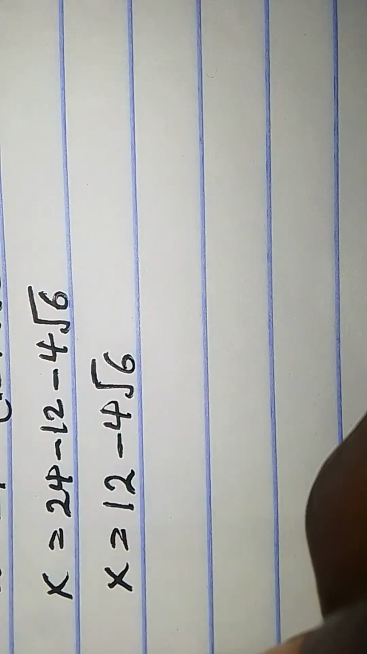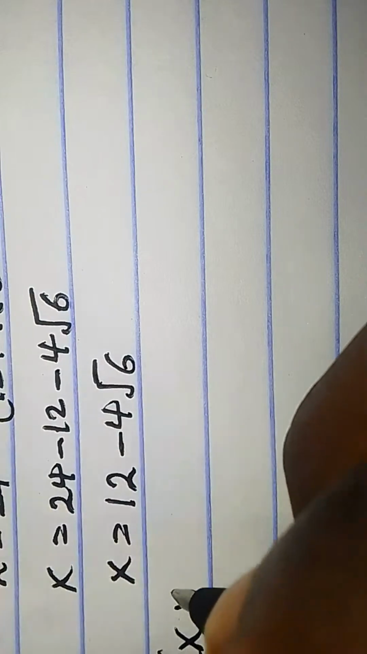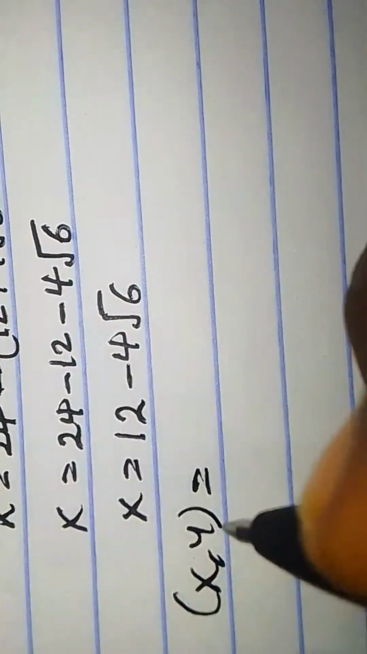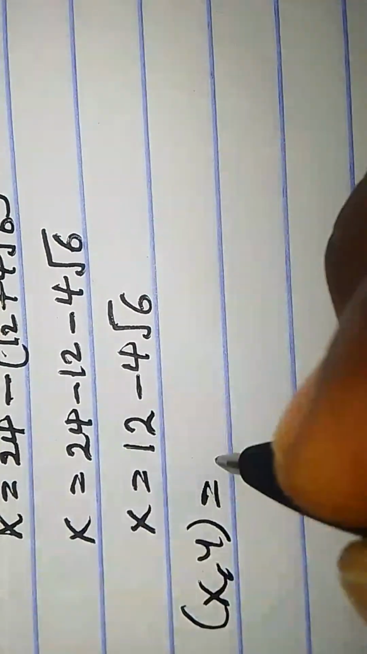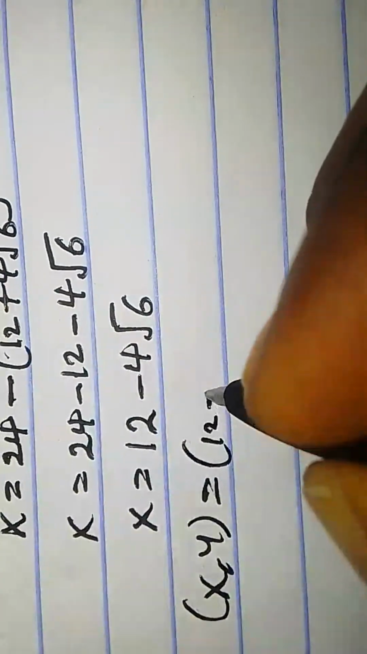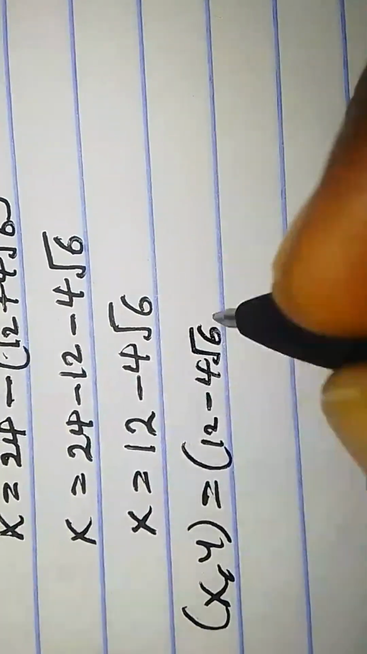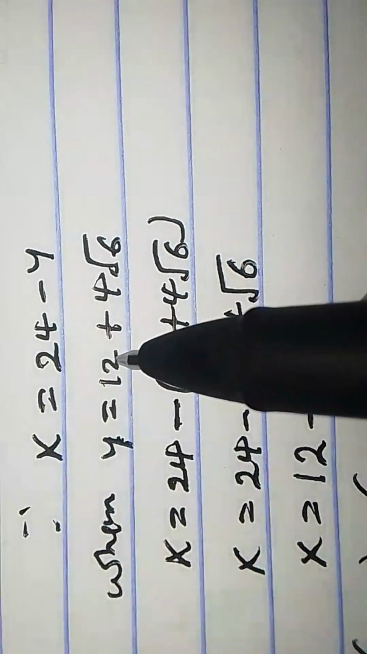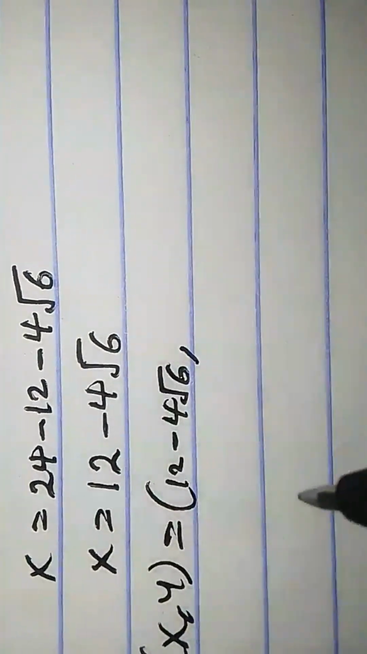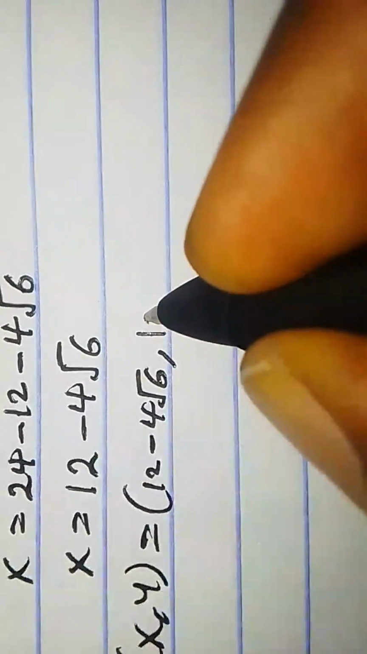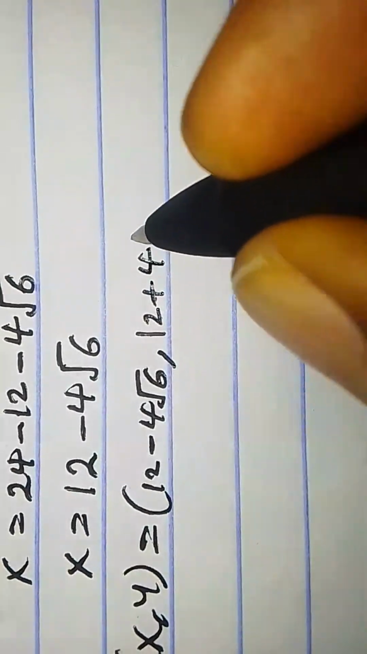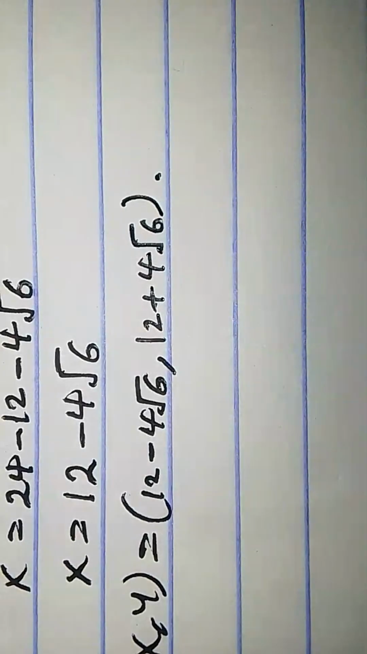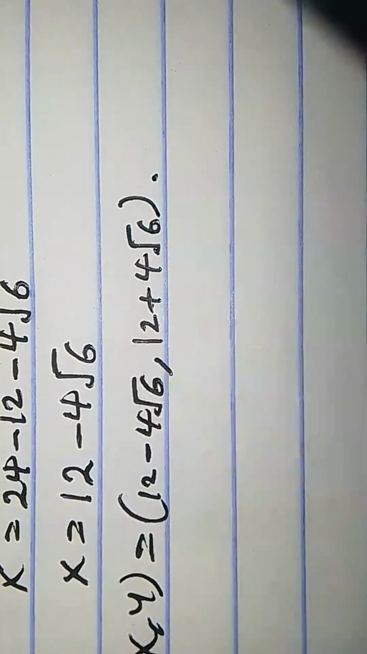That means the first solution, (x, y), is equal to x is 12 minus 4 root 6, comma, and the value of y is what we have here, 12 plus 4 root 6. This is the first solution.